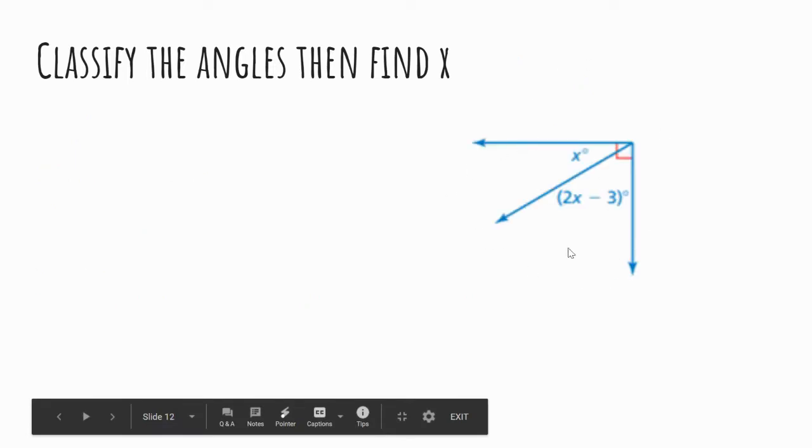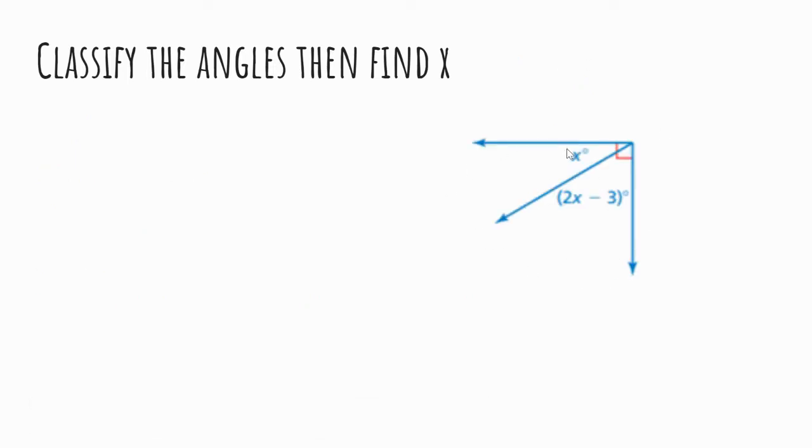So now we come to this one. Oh, wait a minute, there are none with numbers. So what do I know? These are complementary angles. So this angle plus this angle have to equal 90. So x plus 2x minus 3 equals 90.